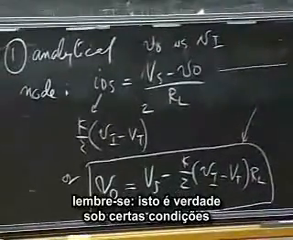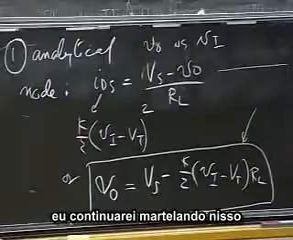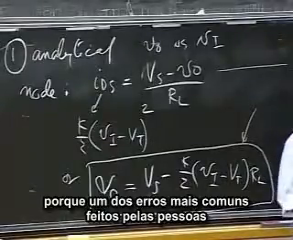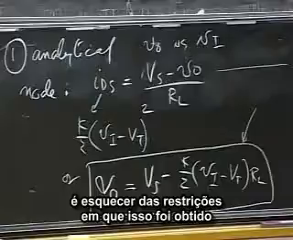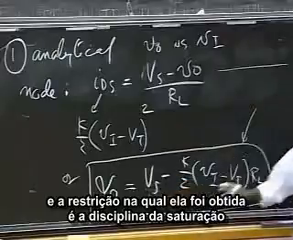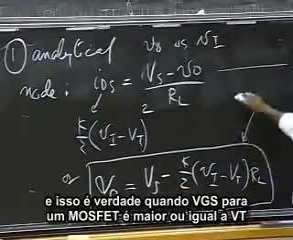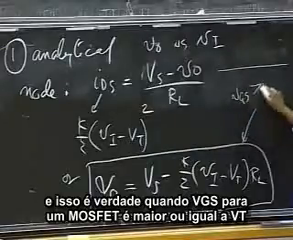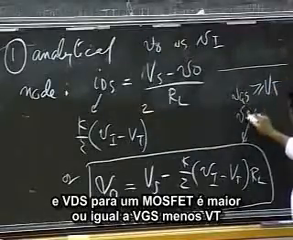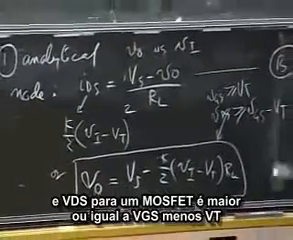Remember, this is true under certain conditions. Okay, I'll keep hammering that home, because some of the most common errors made by people is in forgetting the constraints under which this was obtained. And the constraint under which this was obtained is the saturation discipline. Okay? And that was true when VGS for a MOSFET was greater than or equal to VT, and VDS for a MOSFET was greater than or equal to VGS minus VT.